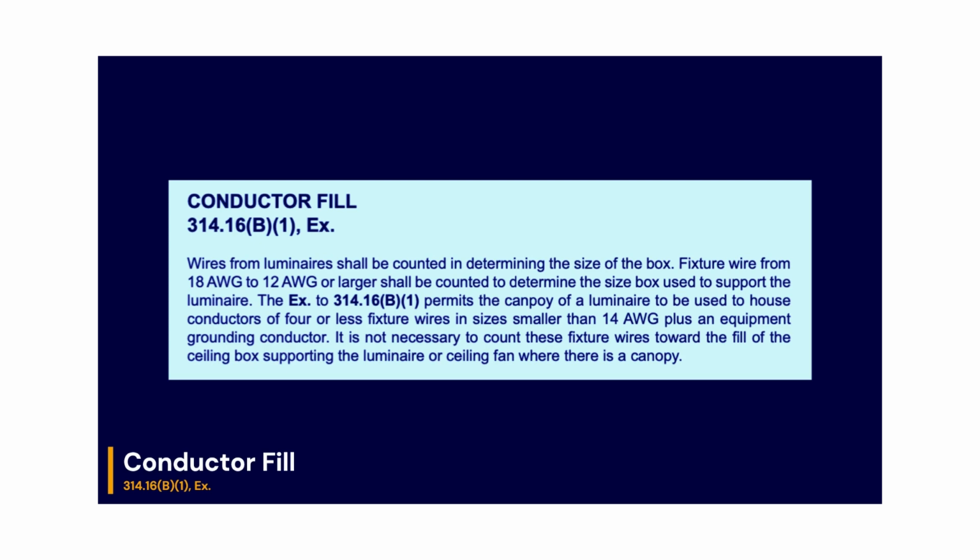The exception to 314.16(B)(1) permits the canopy of a luminaire to be used to house conductors of 4 or less fixture wires in sizes smaller than number 14 AWG plus an equipment grounding conductor. It is not necessary to count these fixture wires toward the fill of the ceiling box supporting the luminaire or ceiling fan where there is a canopy.